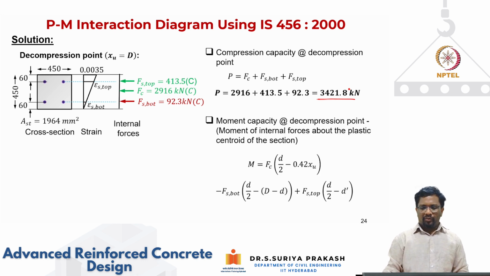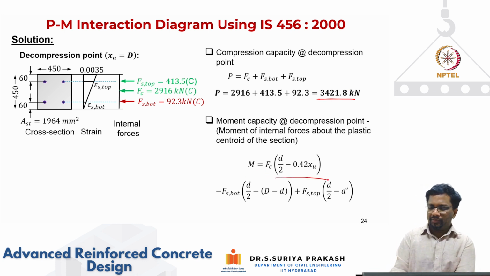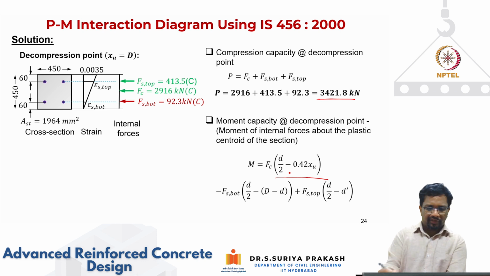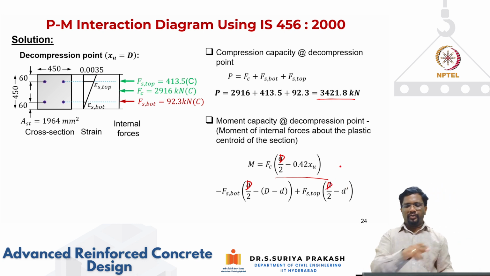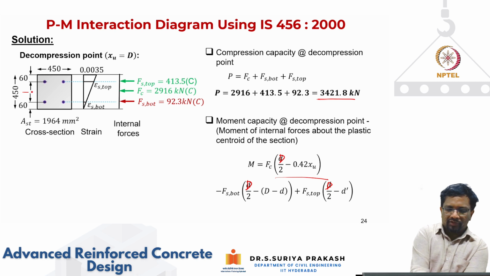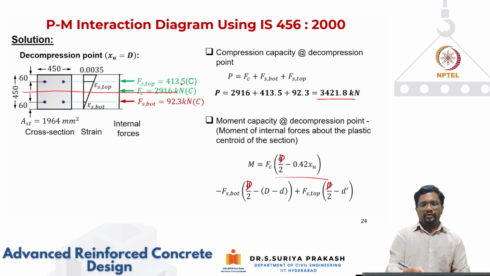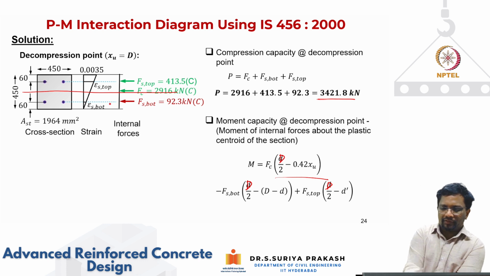Now, when you take moment about the centroidal axis, which in this case, as it is a symmetrical cross section, the geometrical centroid and plastic centroid are the same, you get moment Fc times D by 2 minus 0.42 xu. In this case, actually it is not effective depth; it is going to be this capital D, because we are taking moment about the centroidal axis. So this is your FC, and the distance for this FC is going to be this.